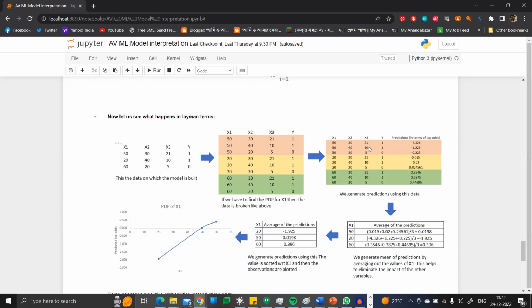Got it? So this is the philosophy that is happening. Suppose there are two kids who are playing, and the two kids are fighting. You have to find out how much impact the first kid is doing, how many punches he is doing and all. So what will you do?